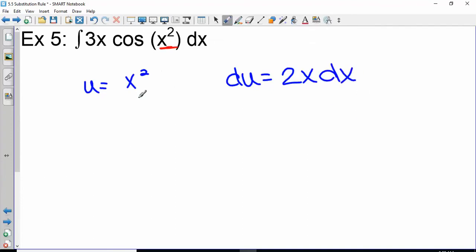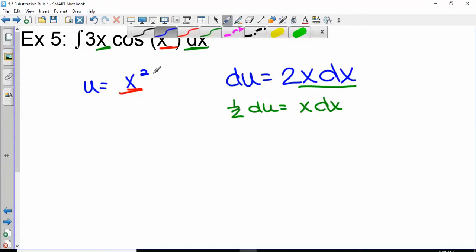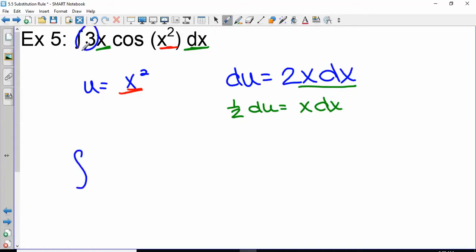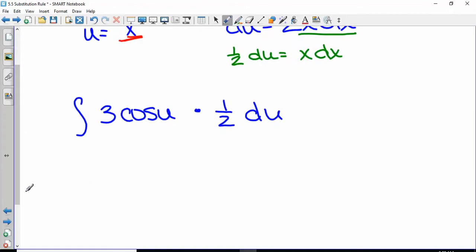If I'm looking up here, okay, we've got the x squared, we need that. We have an x and a dx. We don't need the 2. So that means 1/2 du would equal the x dx. So when we set this up, did we use this 3 anywhere? No, so it's just going to stay. The cosine x squared would turn into a cosine of u, and the x dx we replace with a 1/2 du.